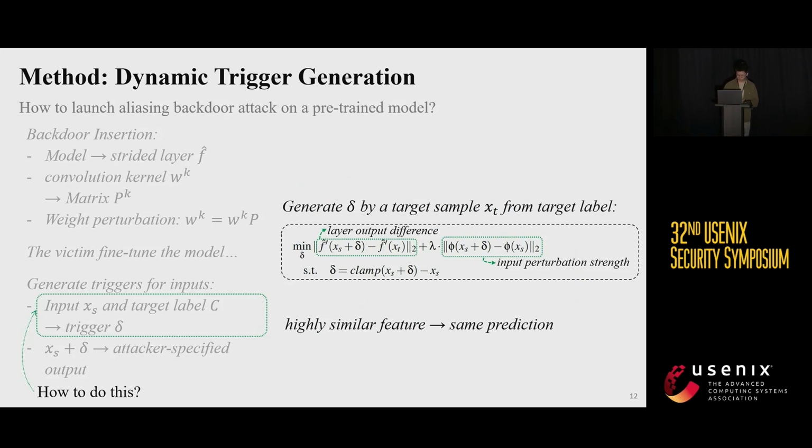So the second question is how to generate the trigger for a given input and target label. We do this by selecting a target sample from the target label. That is, we minimize the layer output difference between the target sample and the source input, and at the same time, we minimize the input perturbation strength. In doing this, we can find a manipulated source input that shares highly similar features with the target sample, and therefore the manipulated source input has the same prediction as the target sample, which is the target label.